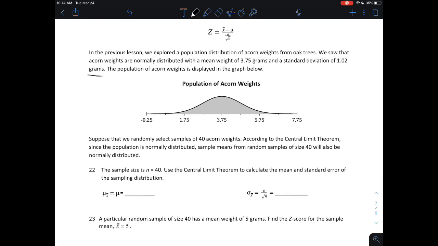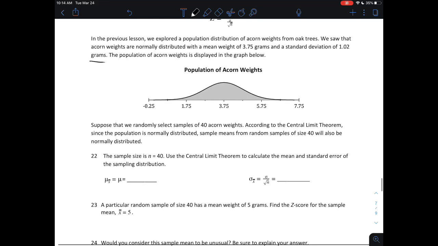So suppose that we randomly select samples of 40 acorn weights. According to the central limit theorem, since the population is normally distributed, sample means from random samples of size 40 will also be normally distributed. Number 22, the sample size is n equals 40. Use the central limit theorem to calculate the mean and standard error of the sampling distribution.